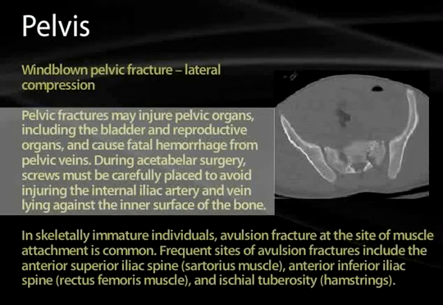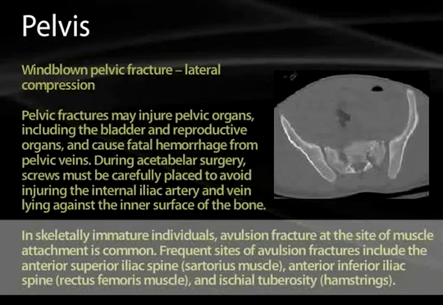There are also iatrogenic causes of pelvic problems, which would include screws that need to be carefully placed because they can pierce through major vessels. And there are skeletally immature people who will have avulsion fractures at various sites of muscle attachment, as we've discussed before, either from the ASIS with things like the sartorius or off the ischial tuberosity with the hamstrings.